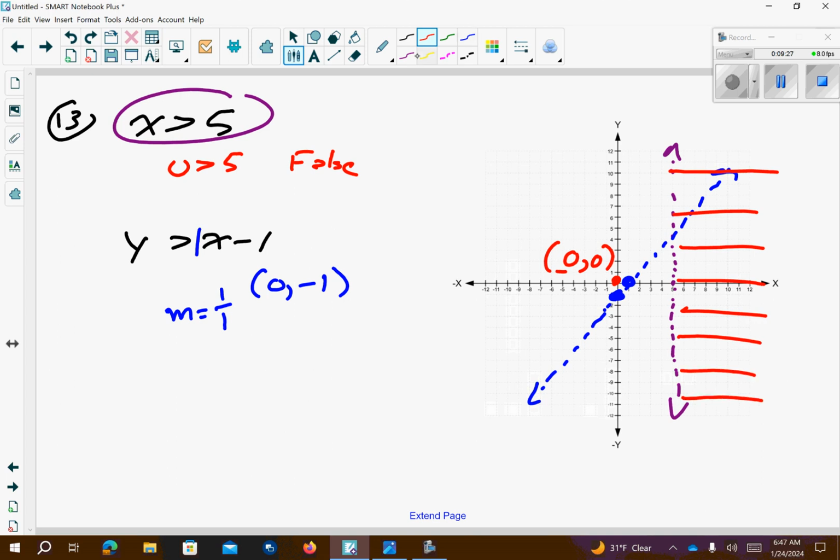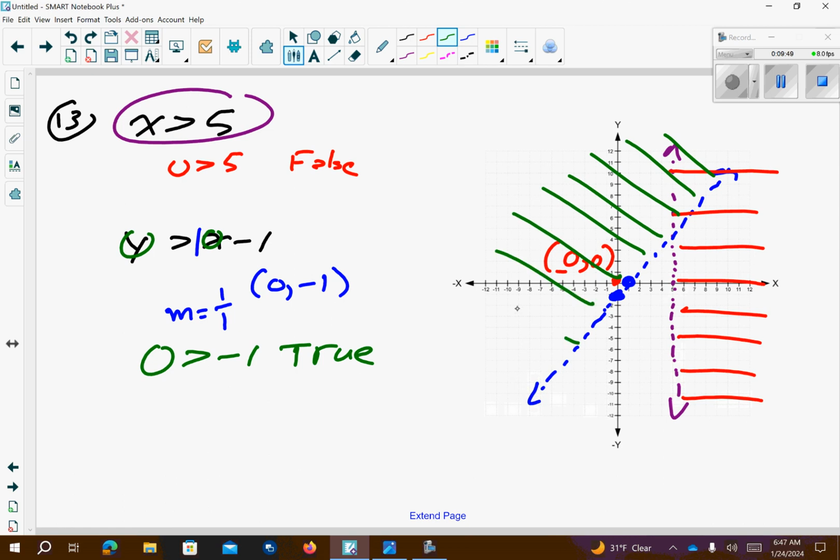Okay, and then I'm going to check 0, 0 here. That's a 0, and that's a 0. Is 0 greater than negative 1? That is true. 0 is furthest to the right on the number line. So I'm going to shade the same side of the blue line that 0, 0 is on. So it's going to be this side. So this little tiny region right up here, that's where our solution is. That's where they overlapped.